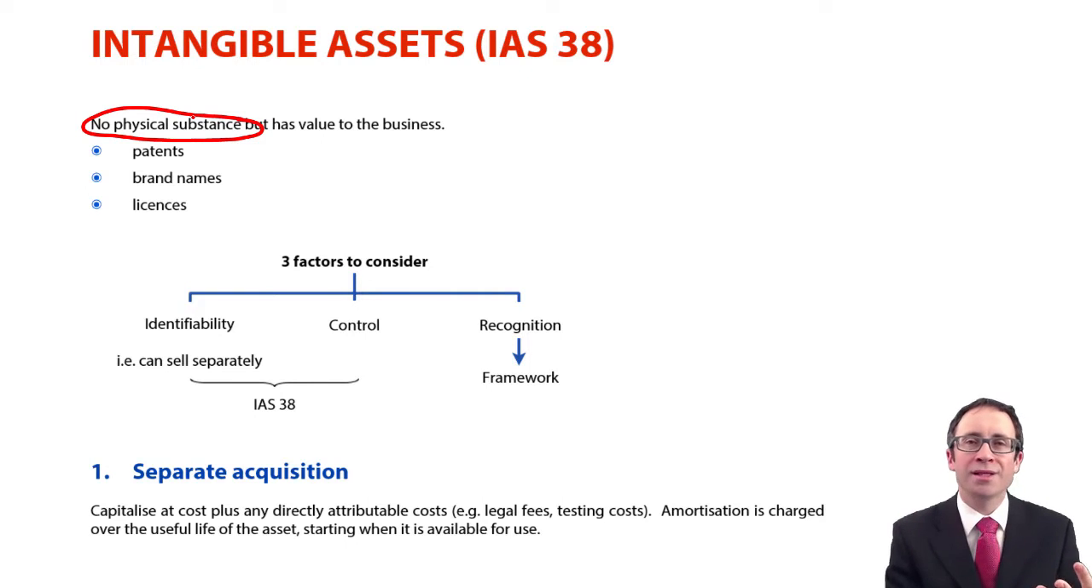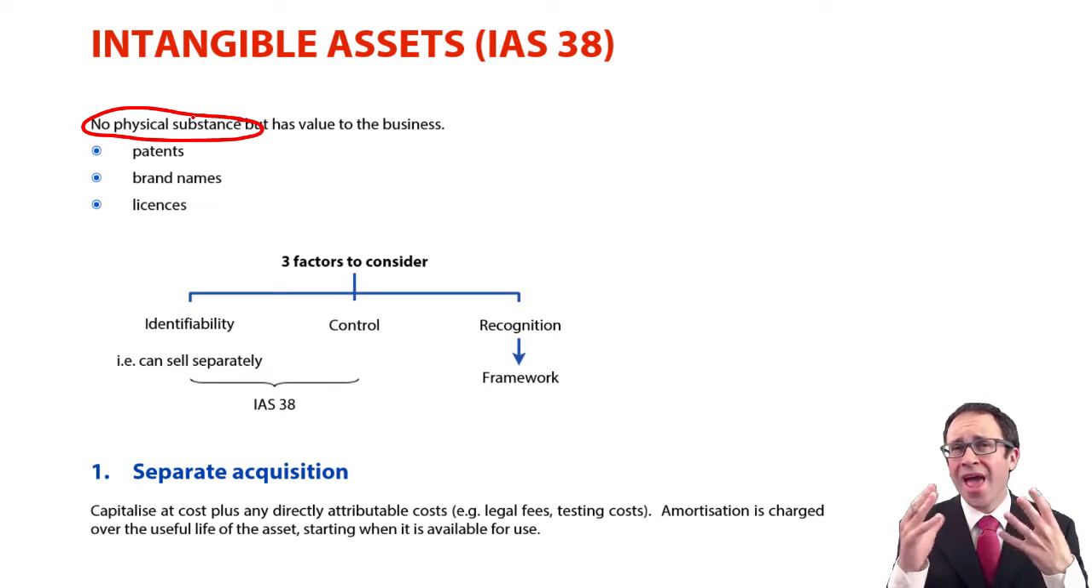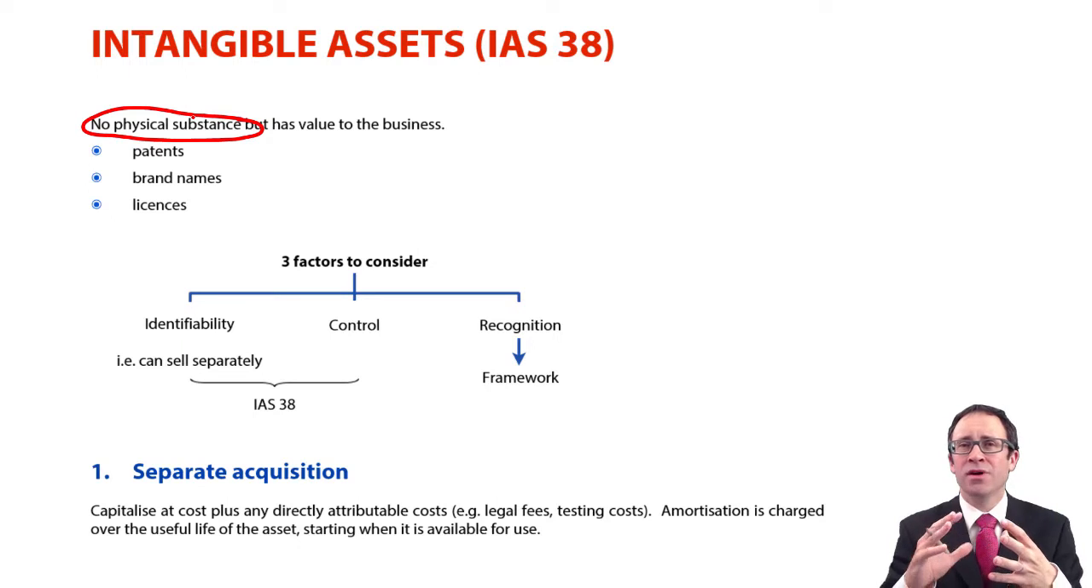Tangible, or your property, plant and equipment, has physical substance, whereas an intangible is just something that's been generated through contract or just being devised in someone's head, in terms of creating an idea that can then bring economic benefit in the future for the business.